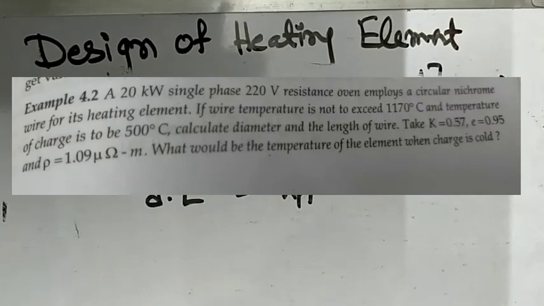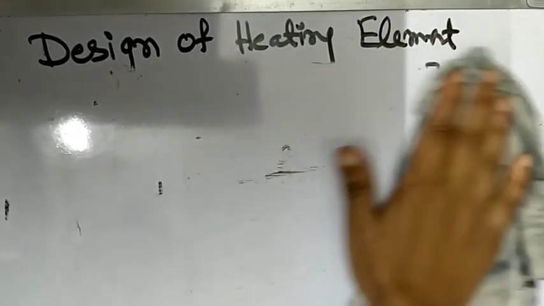A 20 kilowatt single phase 220 volt resistance oven employs a circular nichrome wire for its heating element, and if wire temperature is not to exceed 1170 degrees centigrade and temperature of charge is to be 500 degrees centigrade, calculate the diameter and the length of the wire. Where K is equal to 0.57, E is equal to 0.95, rho is equal to 1.09 micro-ohm meter. What would be the temperature of the element when charge is cold?